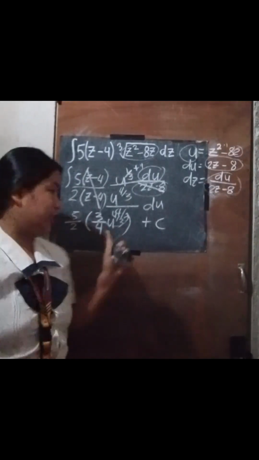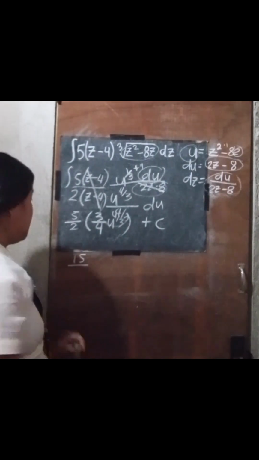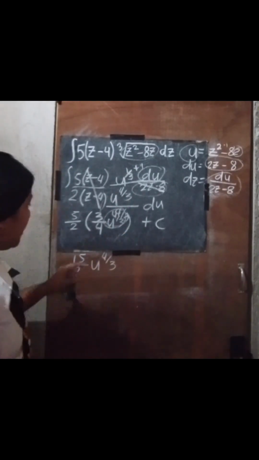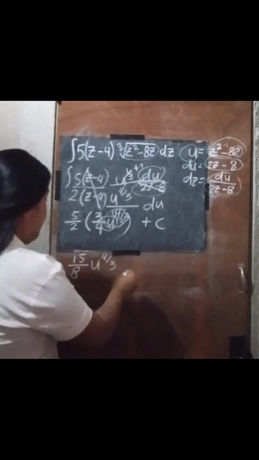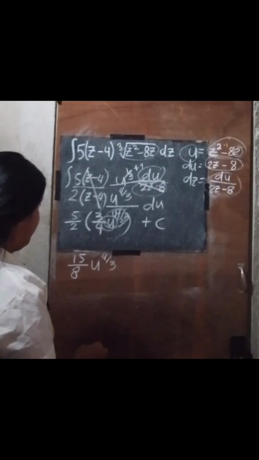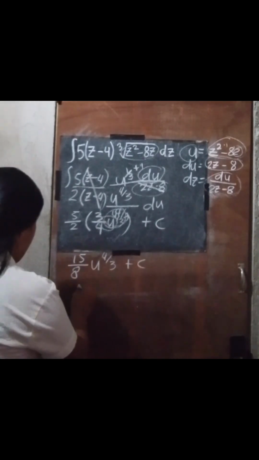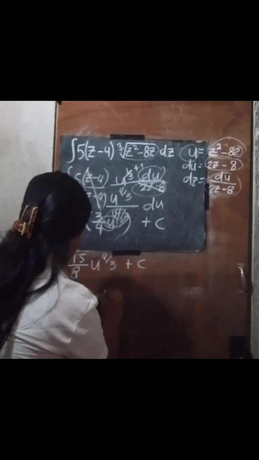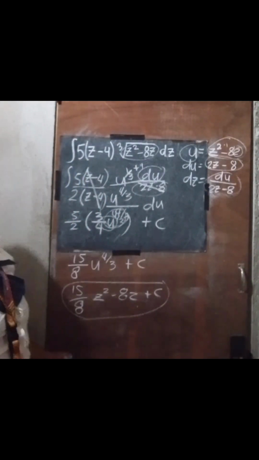So, we multiply them. 5 times 3 is equal to 15. Then 2 times 4 is equal to 8. Then u raised to 4 thirds. Then we substitute u back. So we have 15 over 8, then z squared minus 8z raised to 4 thirds, plus c. So, this is the final answer.